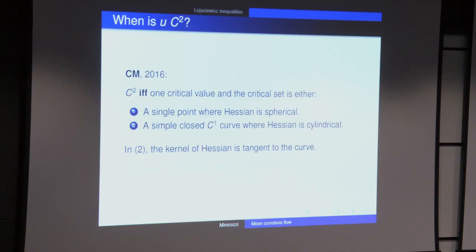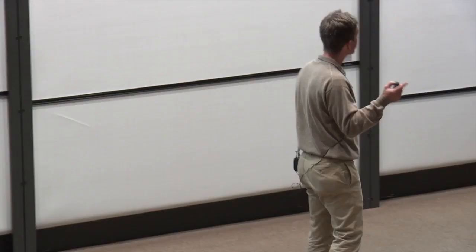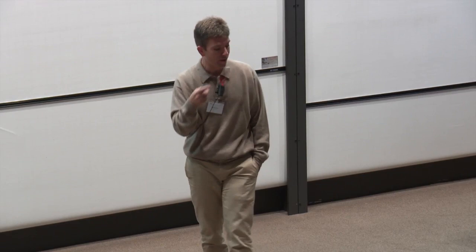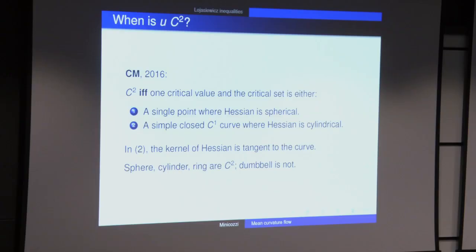Remember that when I wrote down the Taylor polynomial for the cylinder, the Hessian had a kernel, so the x3 squared term was missing. That direction is exactly the direction of the curve. So in particular, for the sphere, the cylinder and this torus, the solution is going to be C2 in those cases, whereas for the dumbbell, it's not. There are two times, so that violates even condition number one. And in fact, already at the first time we violated it, because you get a point where it looks cylindrical just before the singularity, but it's not a simple closed C1 curve.